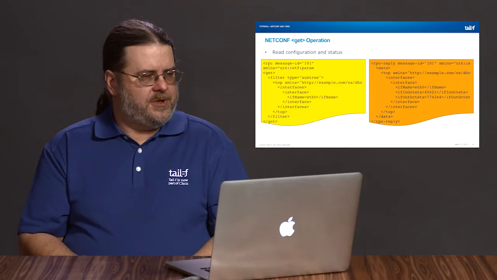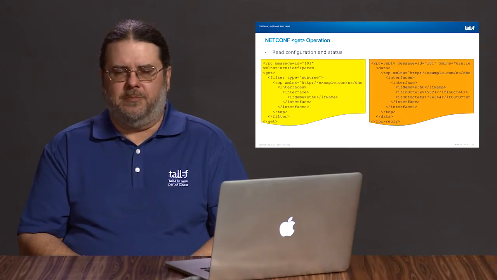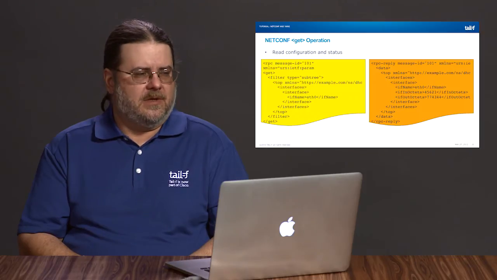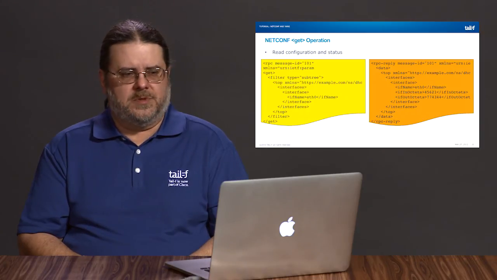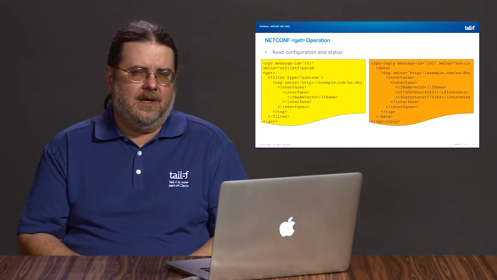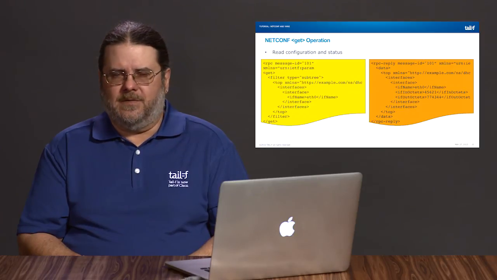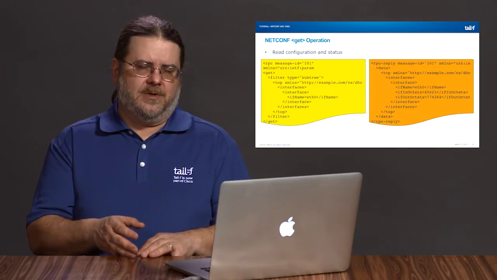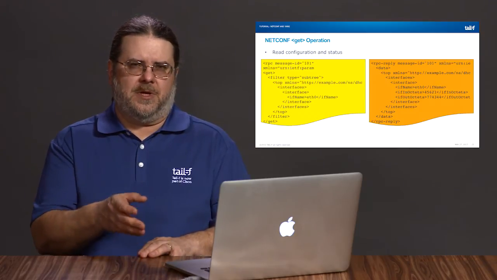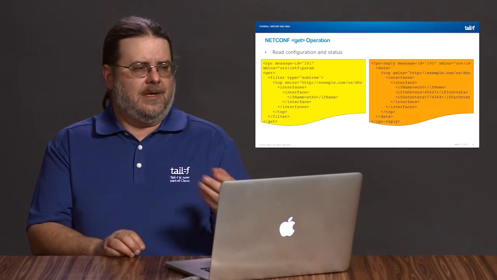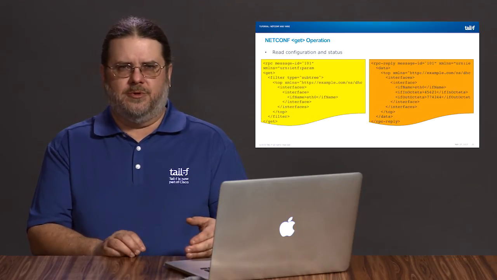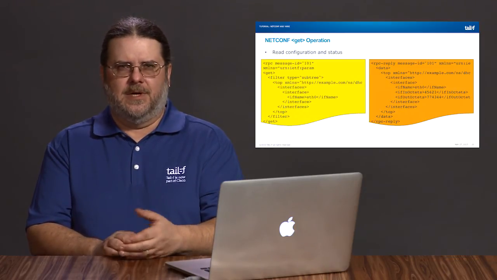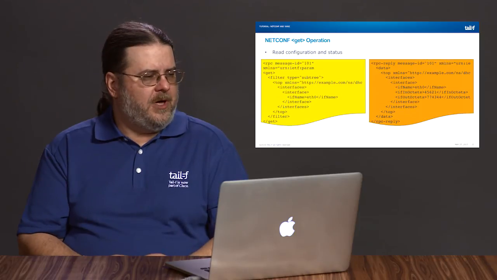The get operation is used to retrieve both configuration and operational state data. It works much like GetConfig. However, where GetConfig will only return data items which in the Yang data model are declared as config true, meaning they're configuration data, Get will return both config true and config false items from the data model.